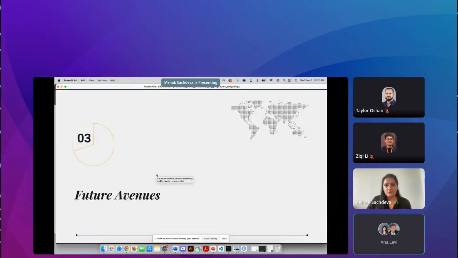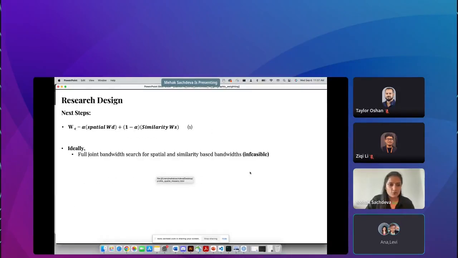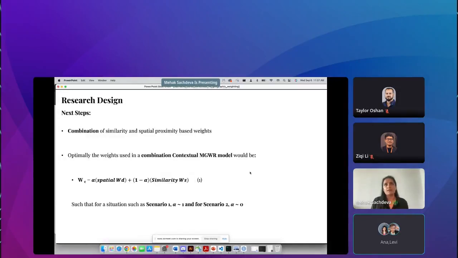So again, this was a very brief talk about where this work is going. But the next steps definitely are combining these two weight matrices to understand whether addition of this profile similarity measure can enhance how we estimate and talk about spatial processes, or what we know about how the phenomena that we are looking at in social and natural sciences works.